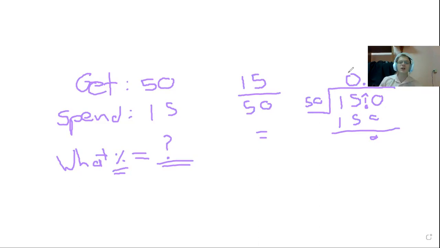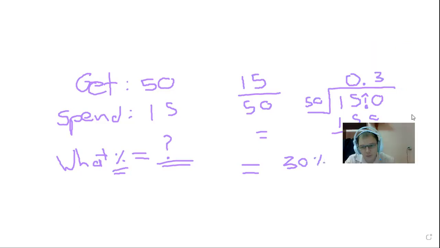Now we have 0.3. And if we convert 0.3 to a percentage, we will get 30%. Why? Because to get to a percentage, we multiply by 100. Okay. So that's the explanation. Do you all understand? Yes or no? Okay, let's see if you can answer the following questions.